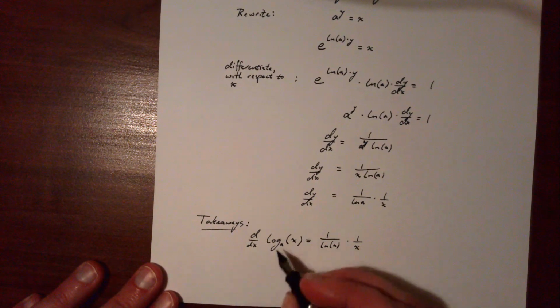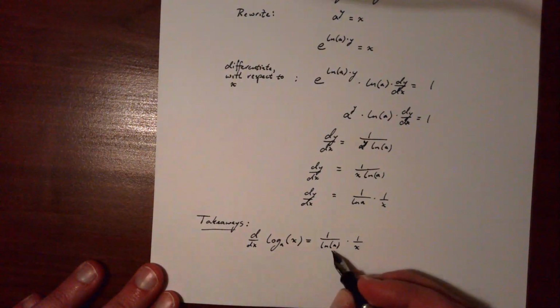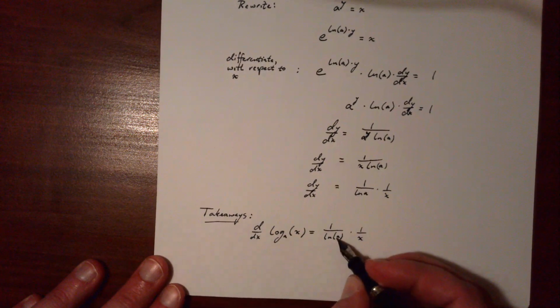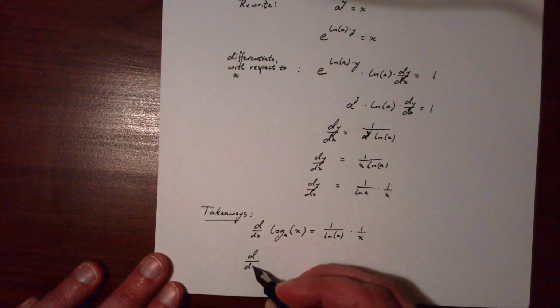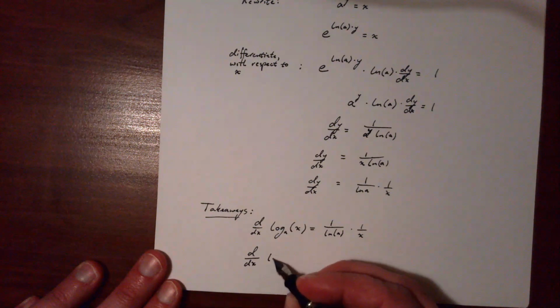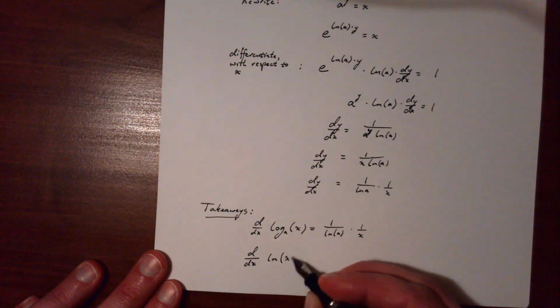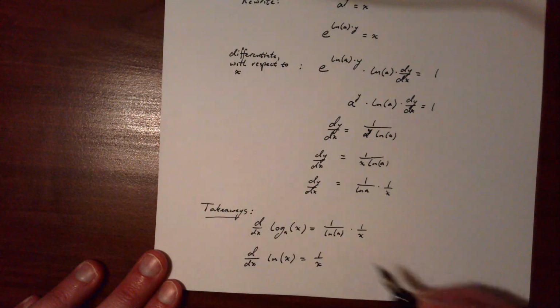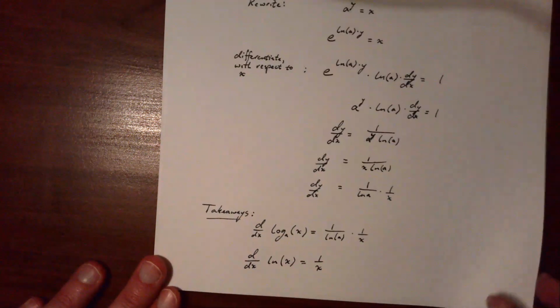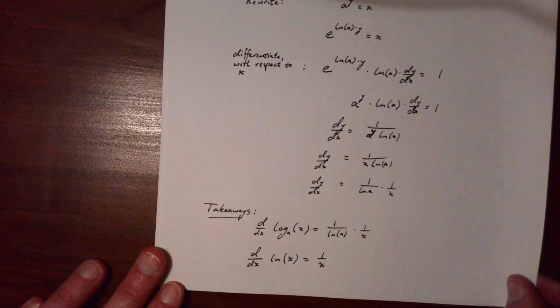And in fact, if the base is e, then we don't even have to worry about this extra little factor. And so more specifically, the derivative with respect to x of the natural log of x is just going to in fact be 1 over x. Alright, now let's try putting that to some use.